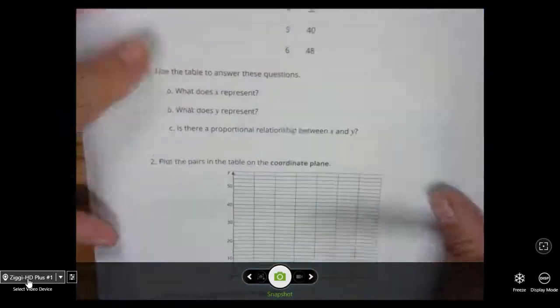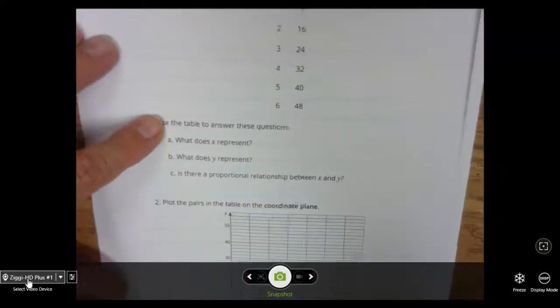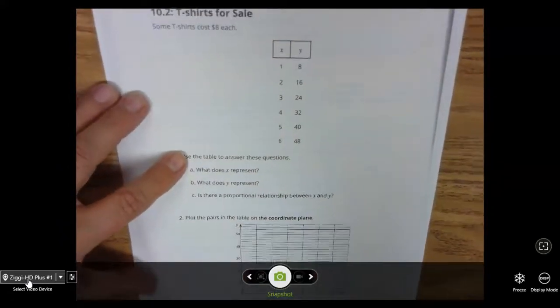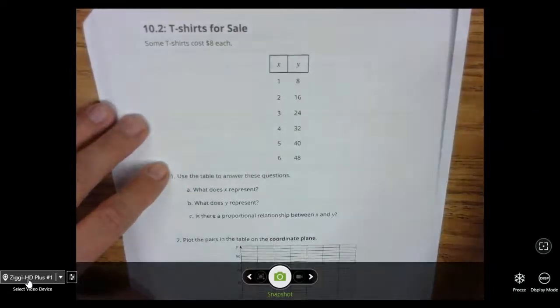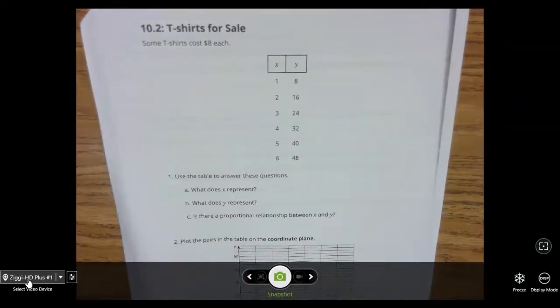Okay, so the first activity. Some t-shirts cost $8 each, and they have given us a table. We have X and we have Y. Use the table to answer these questions. What does X represent?